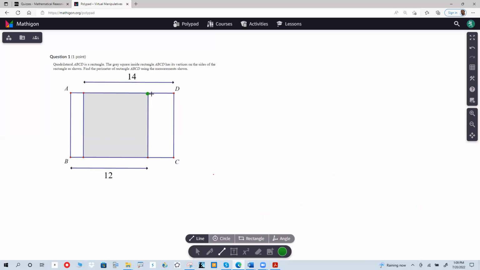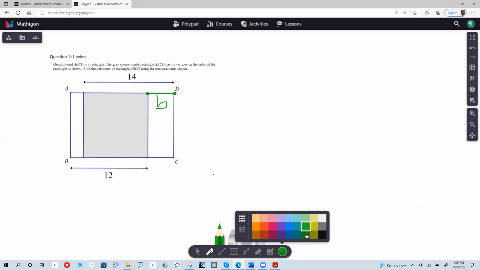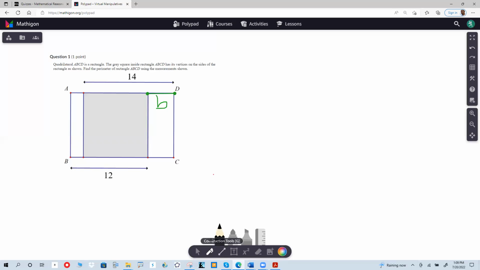I'm going to call this little piece B. Then this square, the gray square, has to be 14 minus B. Do you see that? Yes, sir. This has to be 14 minus B. If this is 14 minus B, this gray is a square, so this has to be 14 minus B as well. Gotcha. It doesn't matter.